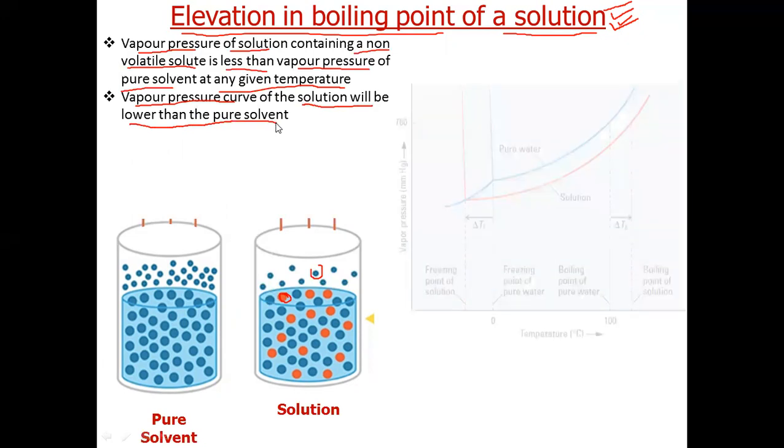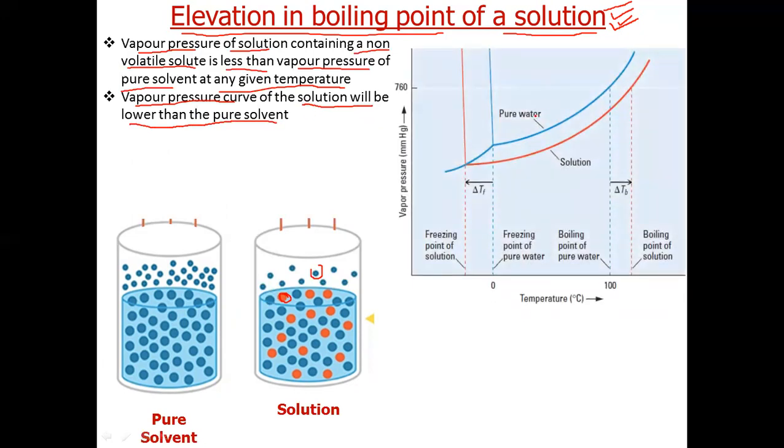Let us try to understand it by this diagram. Now, this blue line shows the vapor pressure curve of pure water. We can also take any liquid, but in this example, we are specifically talking about water. This blue line is the vapor pressure curve of pure water. This graph shows that as we increase the temperature, the vapor pressure of water increases. You can see from this graph, this is an increasing graph.